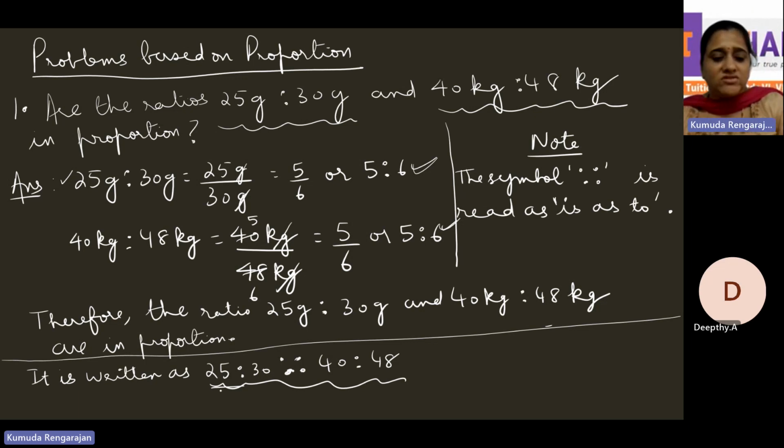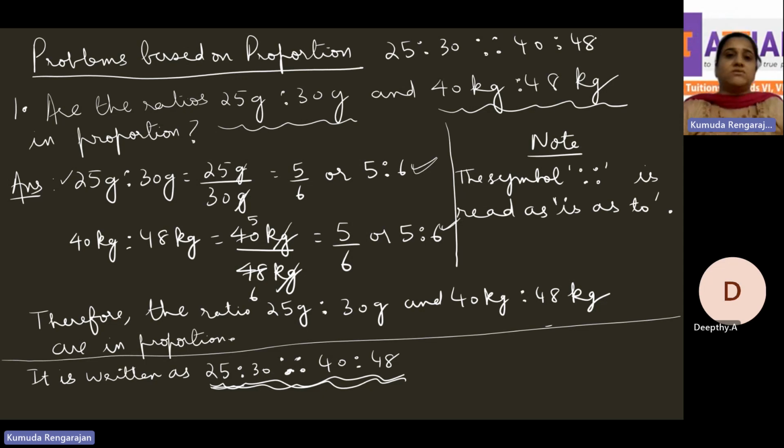I've just written that for your information. How do you write the numbers in proportion? 25 is to 30, the given ratios, is as 40 is to 48, without the units. Without the units. This is just for our information. Understood, children?